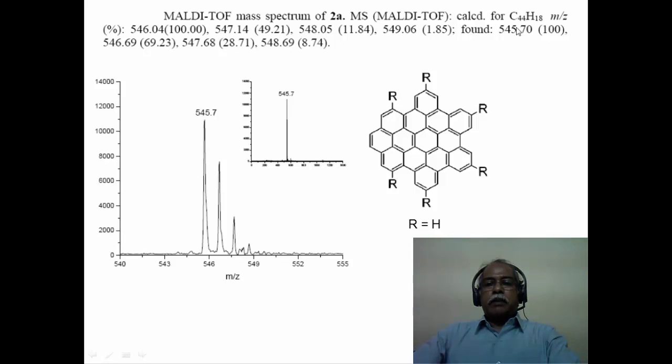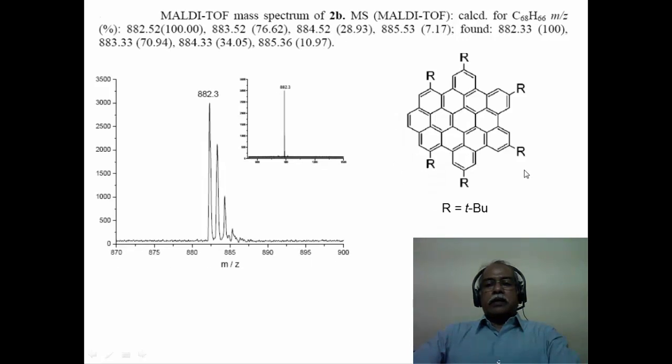This particular sample has a molecular formula of C44H18. It is not a very large molecule. Nevertheless, the molecular ion peak can be seen at 545 here, and the isotope abundance peaks can also be seen at 546, 547, and so on, as a cluster of peaks in the molecular ion region where R is equal to hydrogen. The same molecule, when R is equal to tertiary butyl, is shown here.